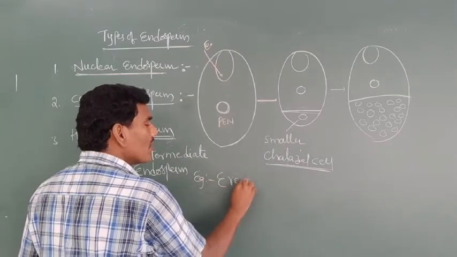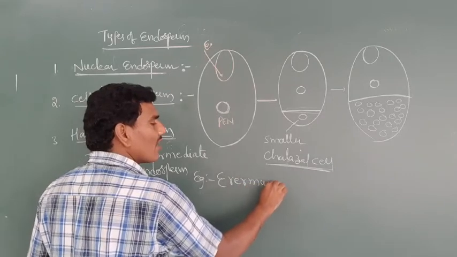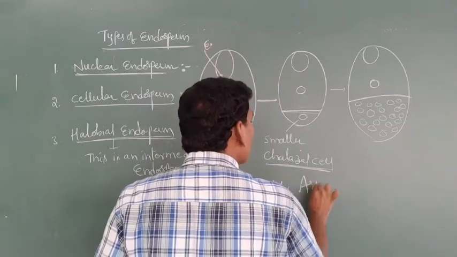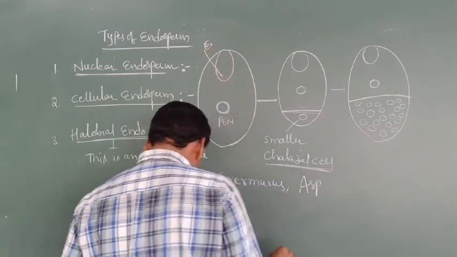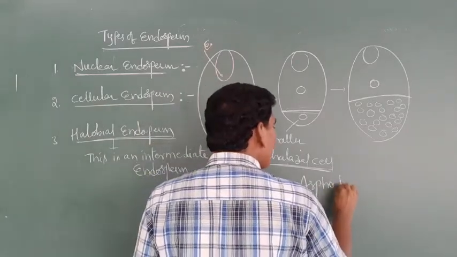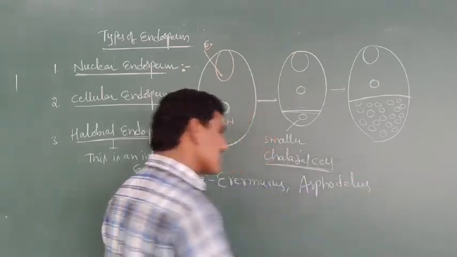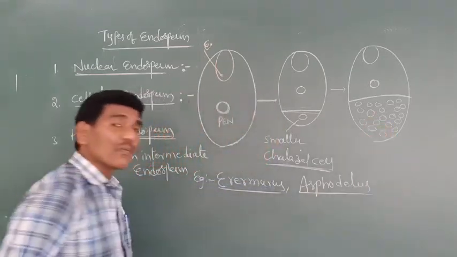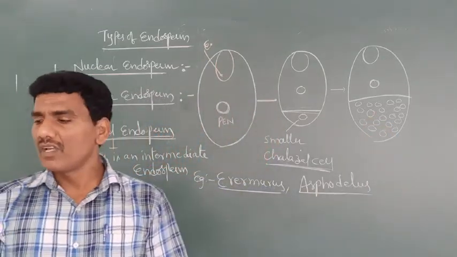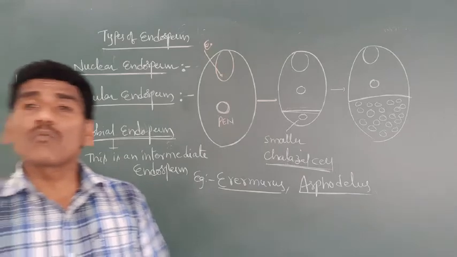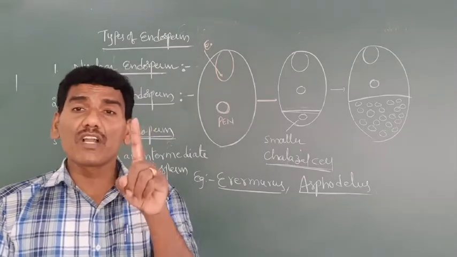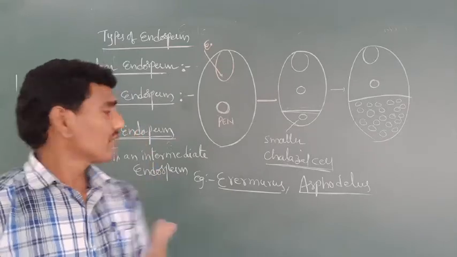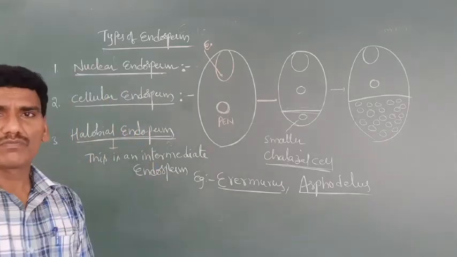Examples of helobial endosperm are Eremurus and Asphodelus. These are examples of helobial endosperm. Endosperms are mainly of three different types: first is free nuclear endosperm, second is cellular endosperm, third is helobial endosperm.